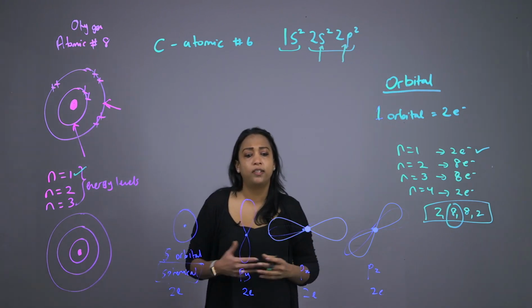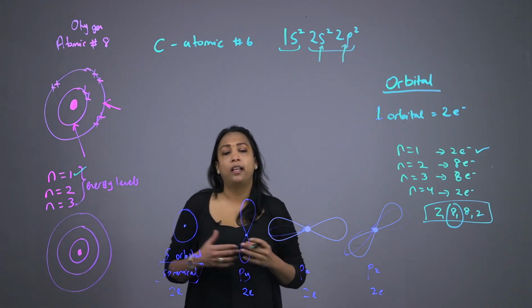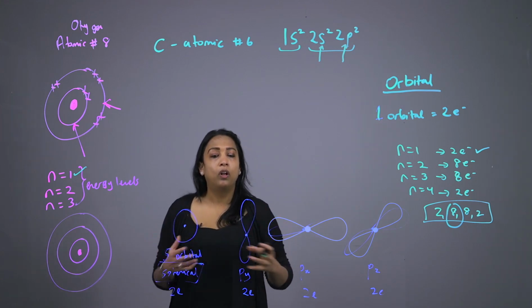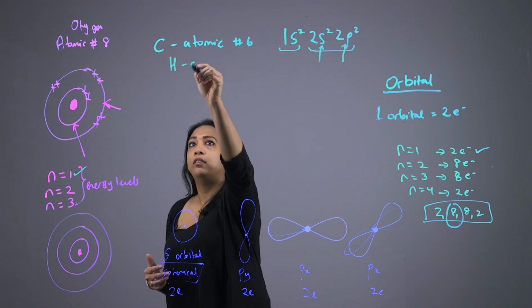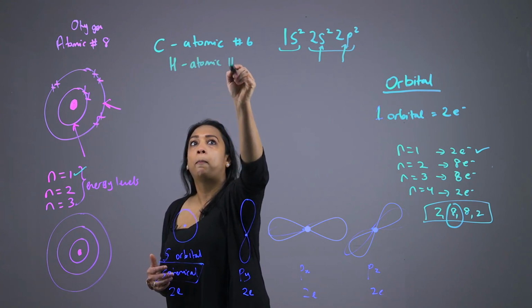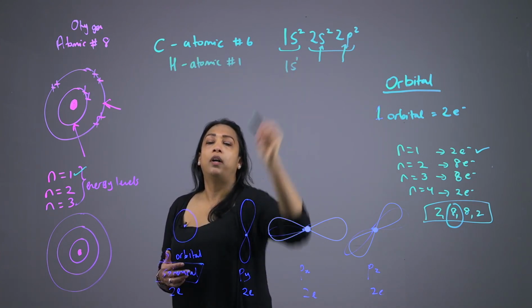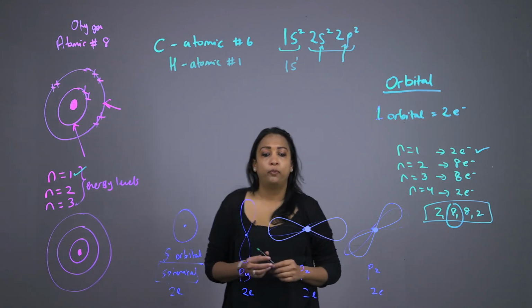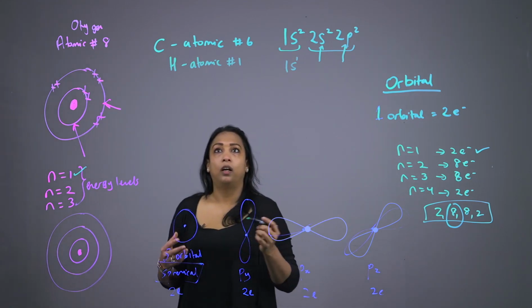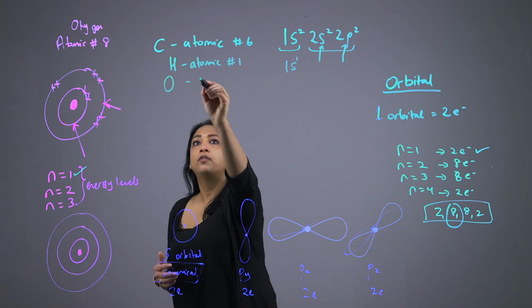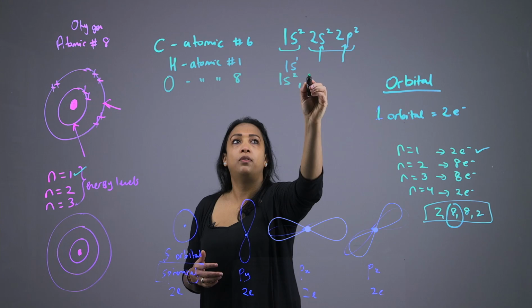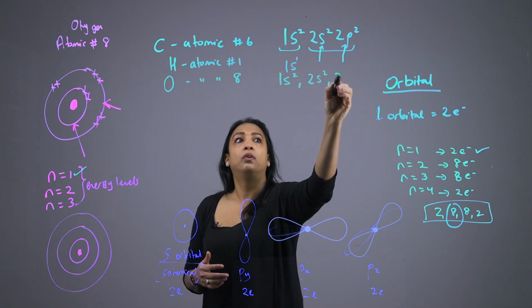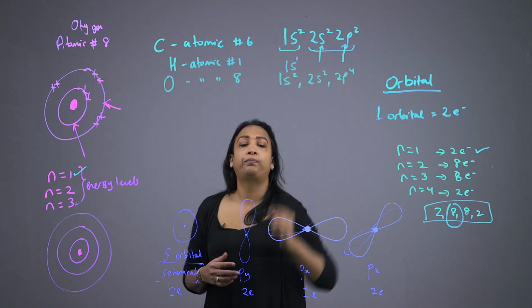So we can follow this system and we can write the electronic configuration for all of the first 20 elements. So very simply, hydrogen with atomic number 1 will simply be 1s1. If we want to try oxygen, atomic number 8, oxygen is 1s2, 2s2, and 2p4.